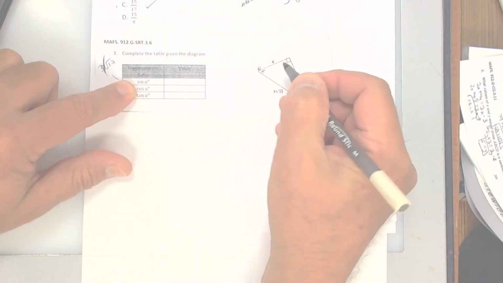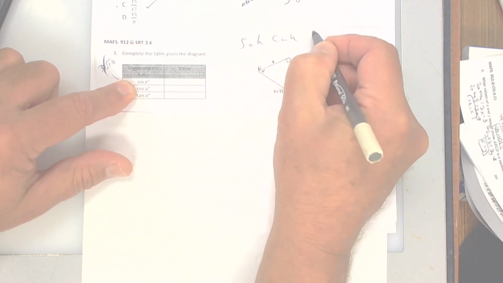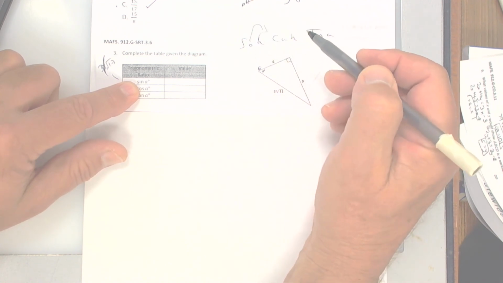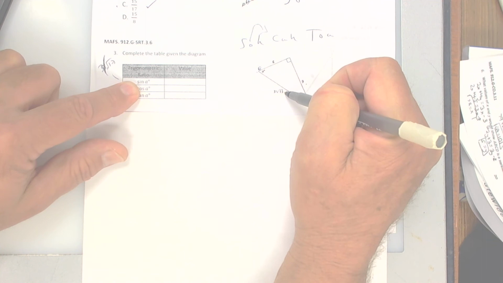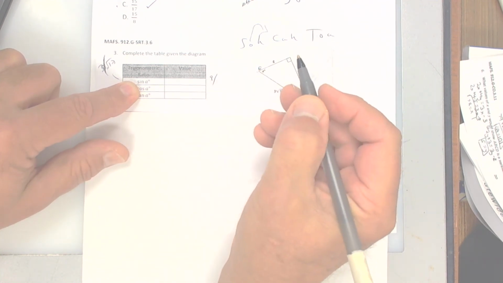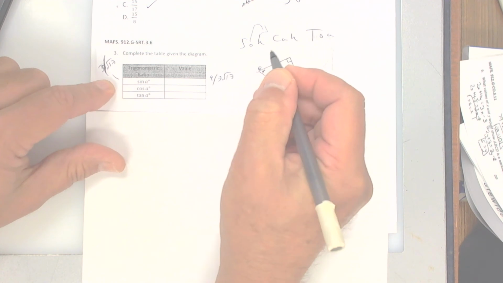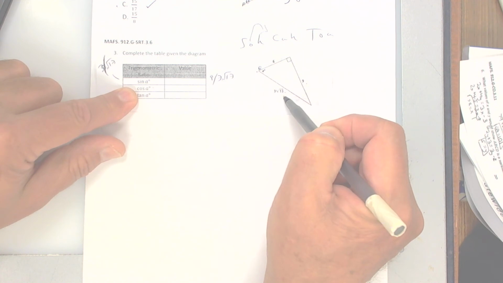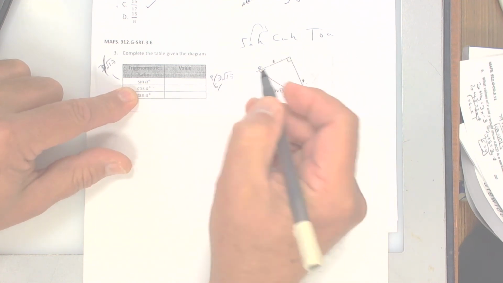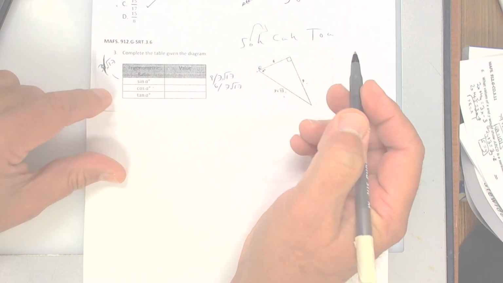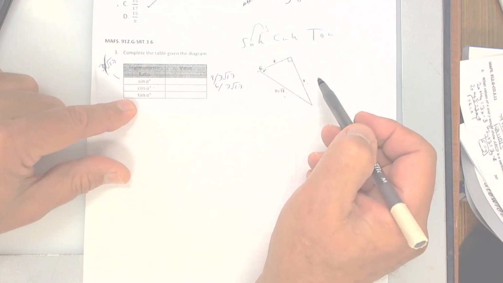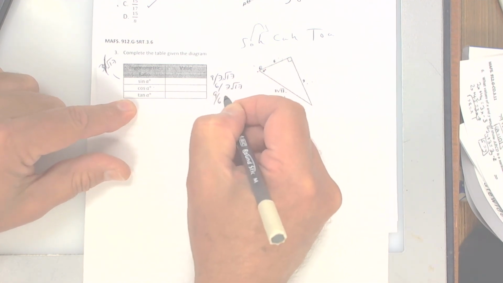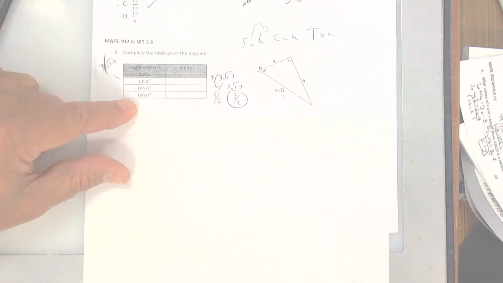Complete the table, the sine of A. If you're standing at A, sine is opposite over hypotenuse. So the opposite is 9 over this, so it's going to be 9 divided by 3 square root of 13. The cosine of A is going to be adjacent over hypotenuse, so that's 6 over 3 square root of 13. And then finally, tangent is opposite over adjacent, so that's 9 over 6, and you reduce it by 3. So it's 3 over 2 for that one.